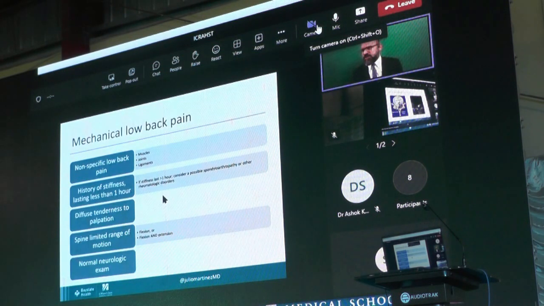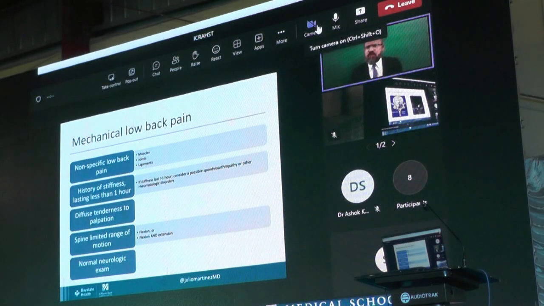Now, the last syndrome I will be discussing will be mechanical low back pain. This is also described as non-specific back pain because the pain may be related to muscles, may be related to the joint, may be related to the ligament, or may be related to more than one of these. So it's very difficult to pinpoint exactly the source of the pain, for which we use the term mechanical low back pain.